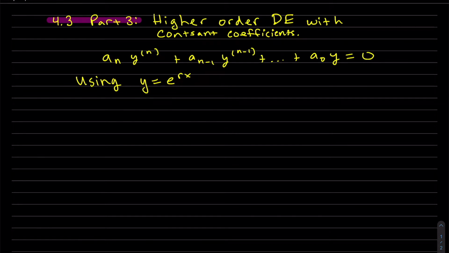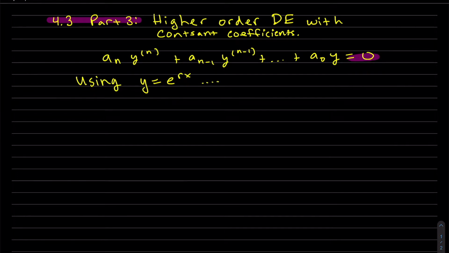Okay, so this is part 3 of constant coefficients. This is the part where we're going to solve higher order differential equations with constant coefficients. Of course, they're still homogeneous, as we can see right here. Now, we're still going to use the same substitution. We're going to assume that y equals e to the rx is our solution.